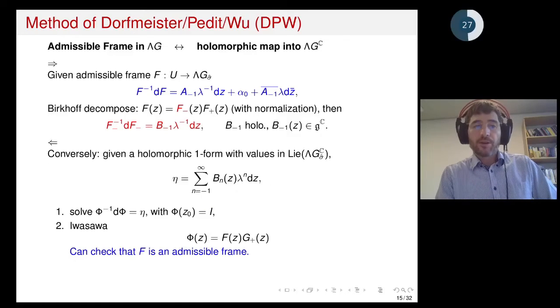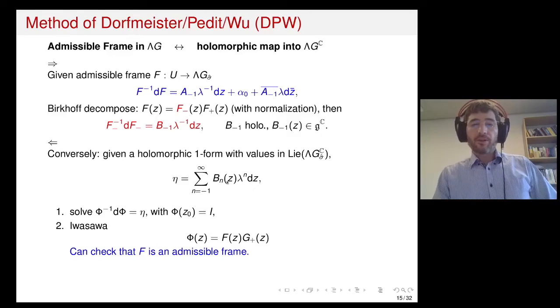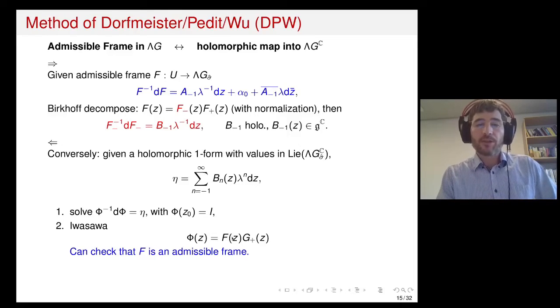Now the other direction is: given a holomorphic one form in the complex Lie algebra for the loop group, where the lowest order term is minus 1, and you can have as many other terms as you like here, and these are arbitrary holomorphic functions, these bn's. We solve this differential equation with some initial condition at some point, perform the Iwasawa decomposition, and this F factor, which takes values in the real subgroup of the group, you can check that this F will be an admissible frame. I won't go through the computation, but it's very similar to what I just did for the first direction.